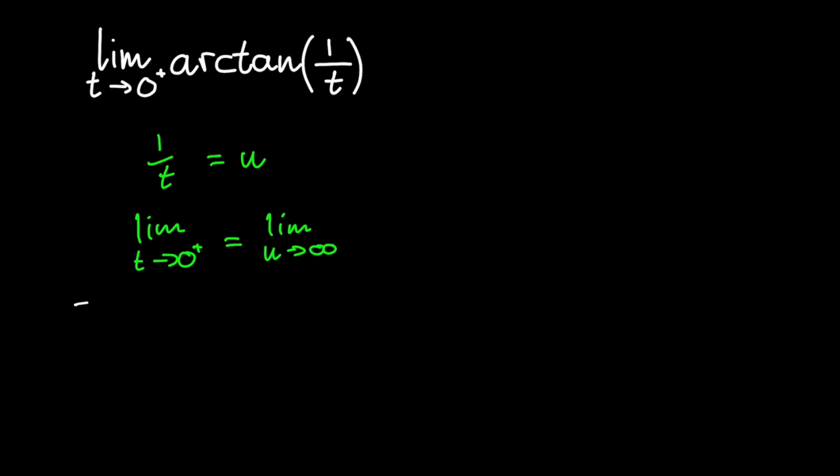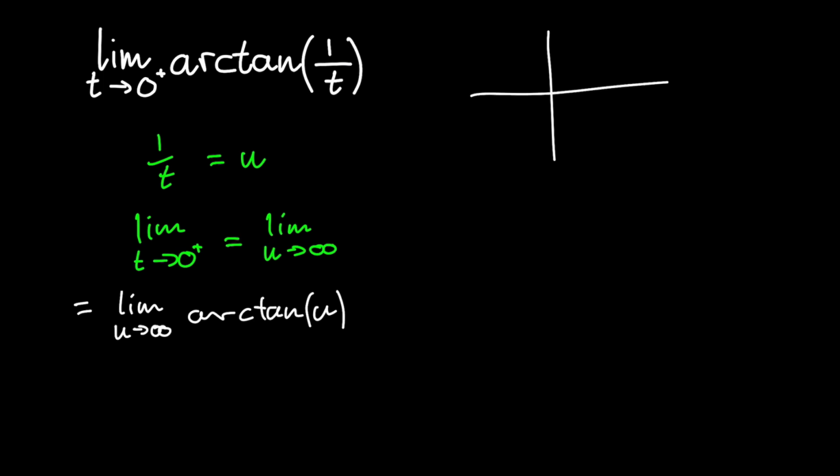Okay, so now rewriting this limit in terms of u, we have the limit as u approaches infinity of arctan of u. Okay, now this is very straightforward. So first we'll draw our tan graph in case you've forgotten what the arctan graph looks like. And that's pi by 2, it's negative pi by 2, and that's pi by 2.